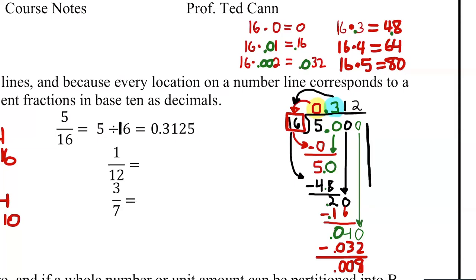But if I bring down another digit, it will. That'll give me the 80 that I'm looking for. And I would say 16 times what is 80? 16 times 5.